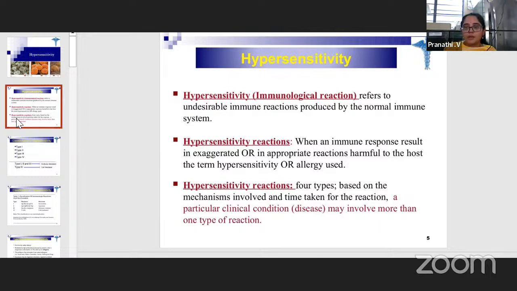So it is an inappropriate reaction, which is not necessary. So this causes harm to the host. That is when you use the word hypersensitivity or allergy. Again, based on the kind of mechanism that is involved, it is of 4 types. The time taken is also important to know what kind of hypersensitivity it is and what type of disease is involved.